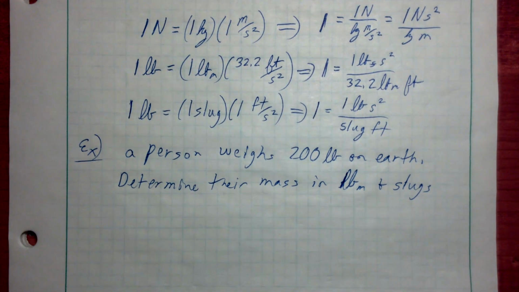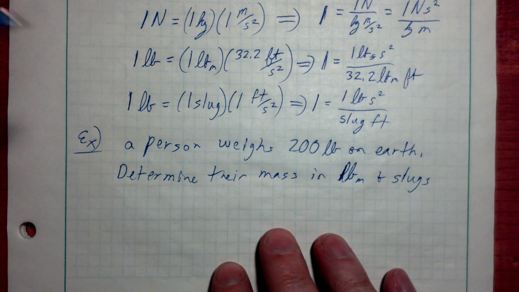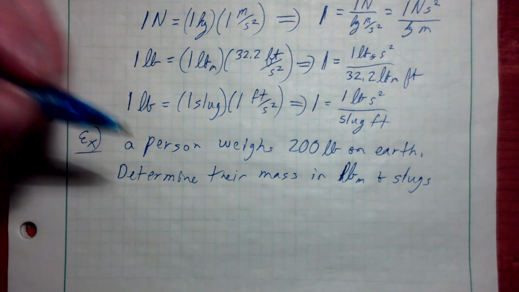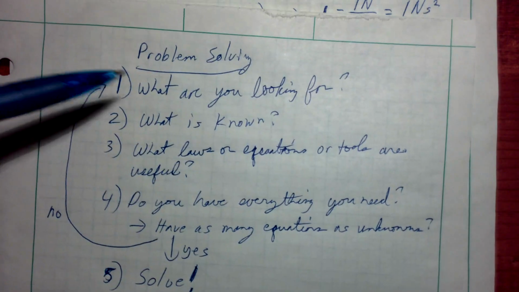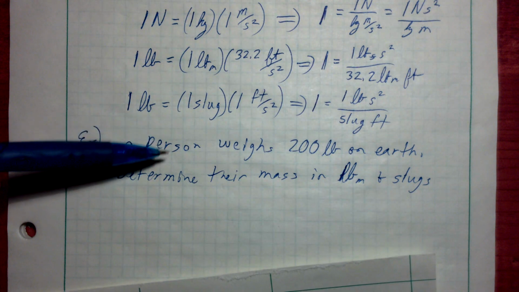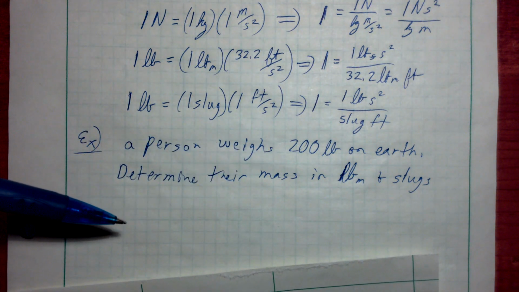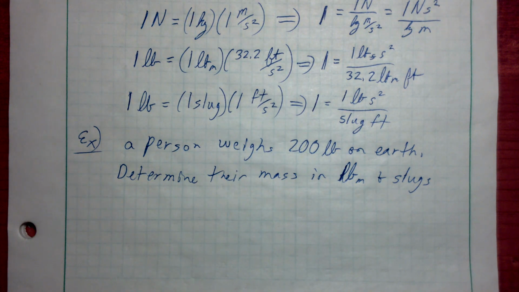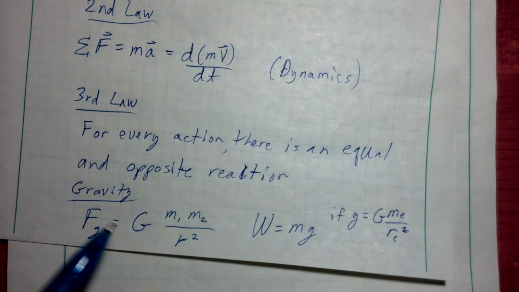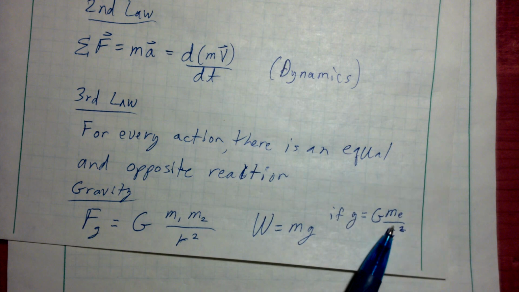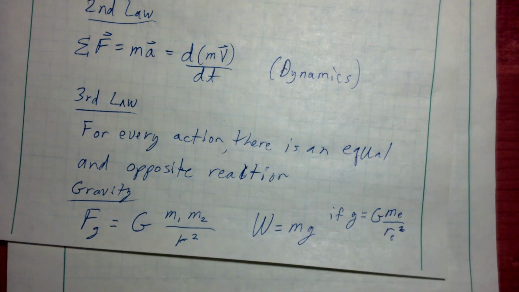Okay. Well, what are we looking for? We're looking for their mass. And so again, we go back to the process. What am I looking for? You're looking for mass. What is known about the mass? Well, or what do we know? Well, we know their weight. So is there any law or relationship that's going to be helpful if I know the weight and I'm looking for the mass? Well, yeah, we said Newton's law of gravity simplifies down to weight is equal to mass times gravity. If we're on Earth, we get this guy.